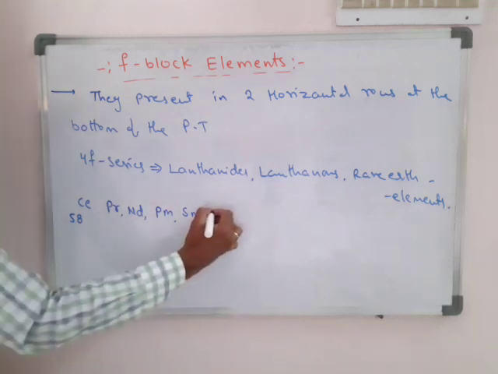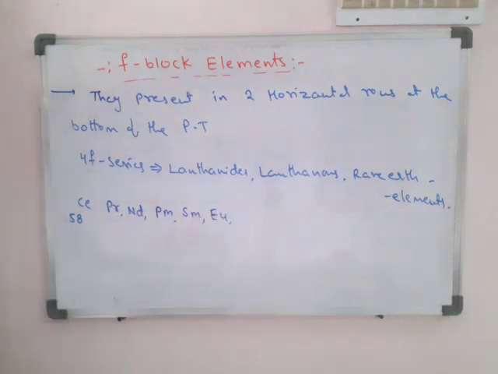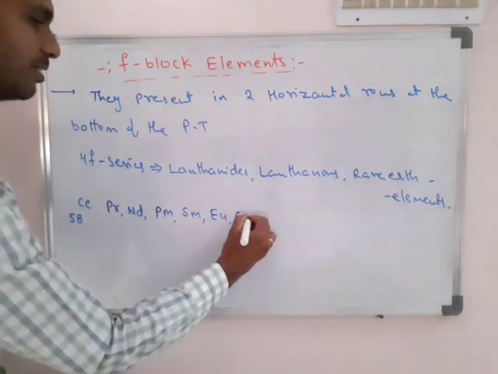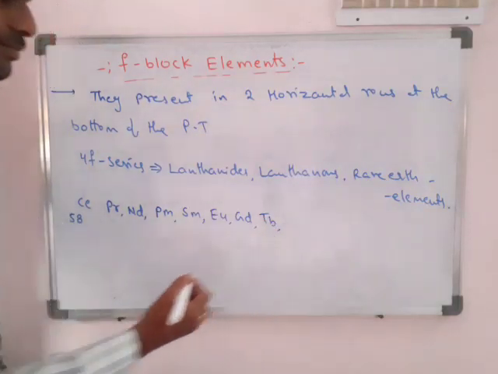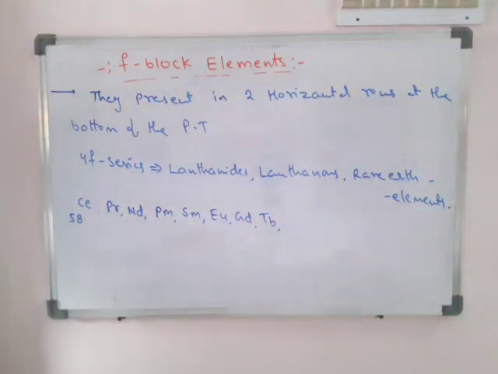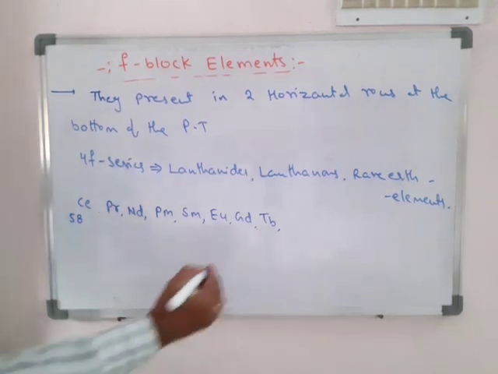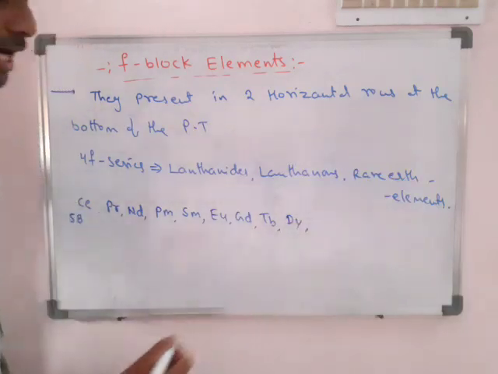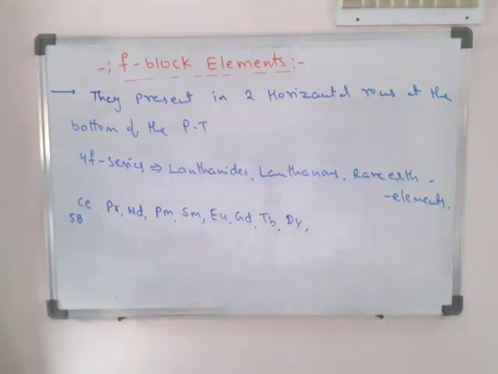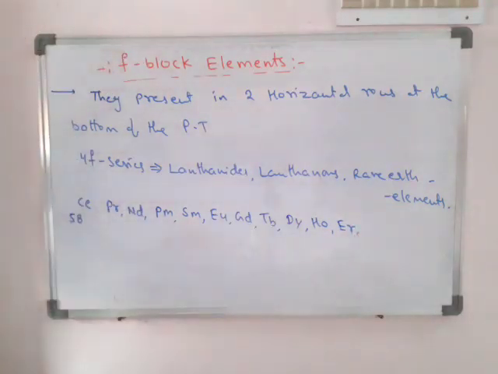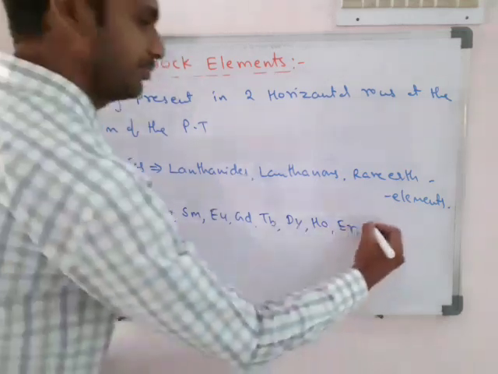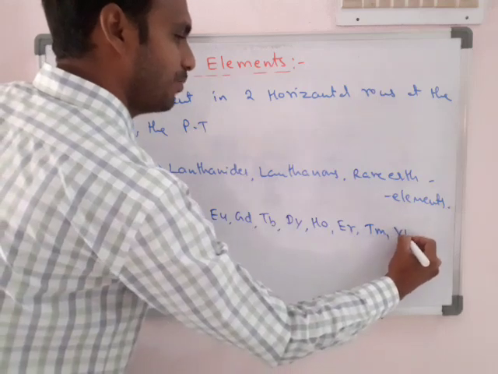Next europium. Next Gd, can you guess this? Gadolinium, terbium, dysprosium. Sorry, dysprosium, not praseodymium. Dysprosium, holmium, erbium, thulium, ytterbium.